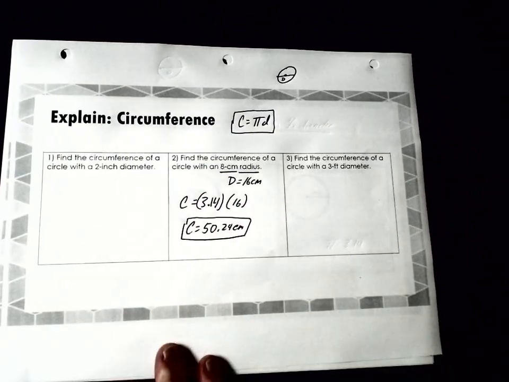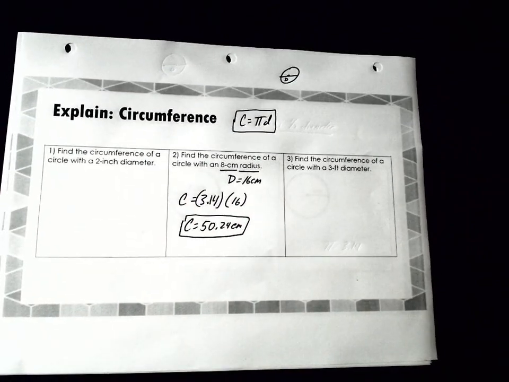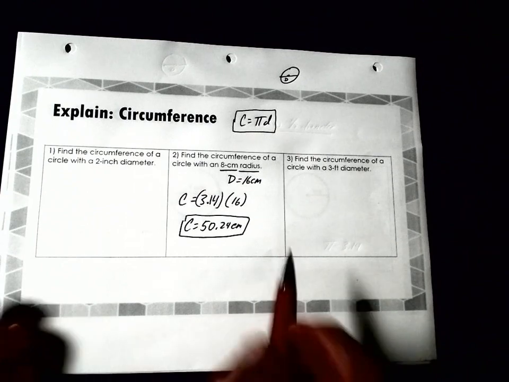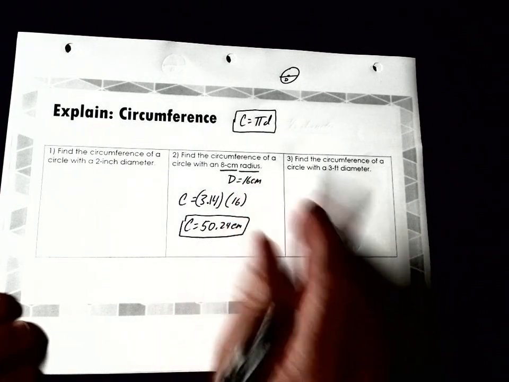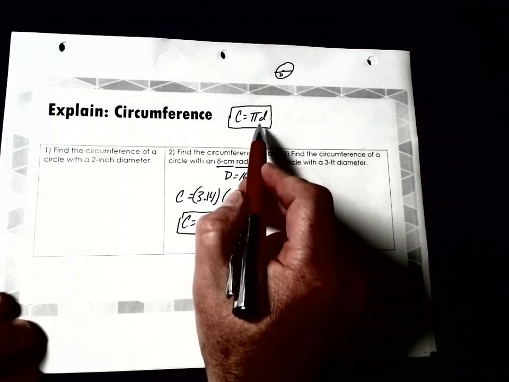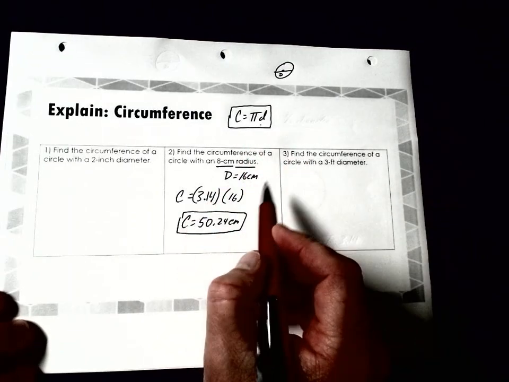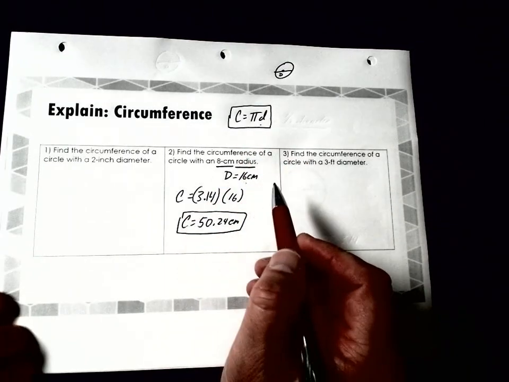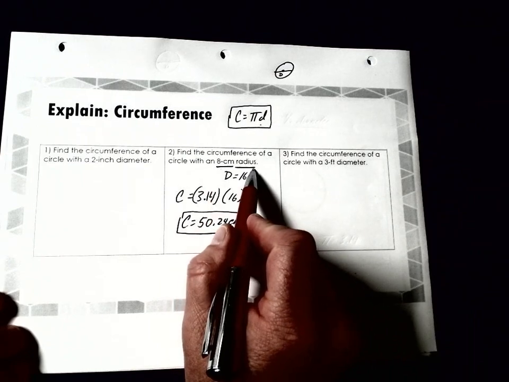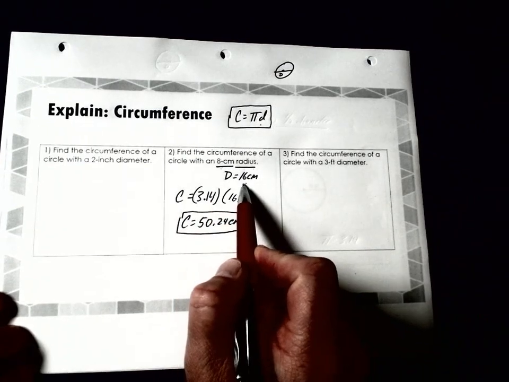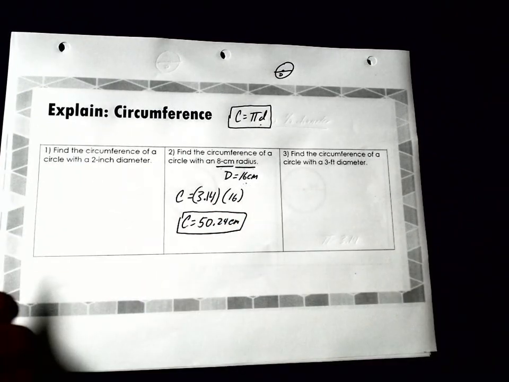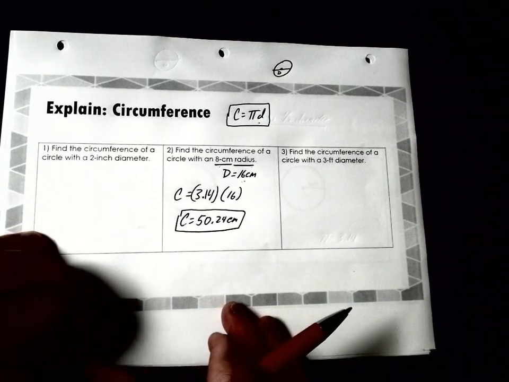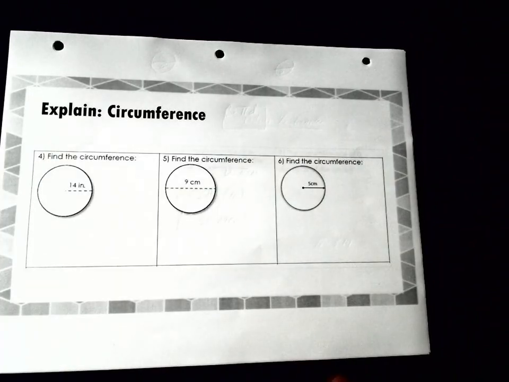is 50.24 centimeters. Now the main thing to remember out of this question is the radius is given in the problem. We need the diameter for the formula. So if the radius is 8, the diameter is double that, 16. Okay? Okay, let's go to the next page.